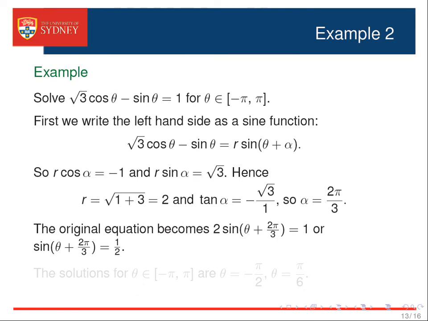So we can substitute the values of r and alpha and rewrite the original equation as 2 times sine of theta plus 2 pi over 3 equals 1, or simply as sine of theta plus 2 pi over 3 equals half. As an exercise, try solving this. The solutions are minus pi over 2 and pi over 6. Did you get these correct?